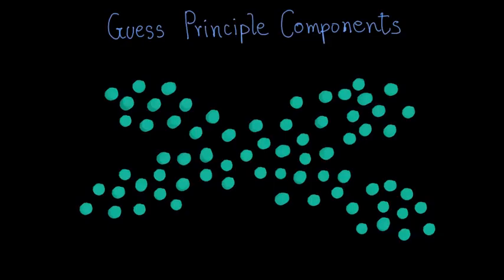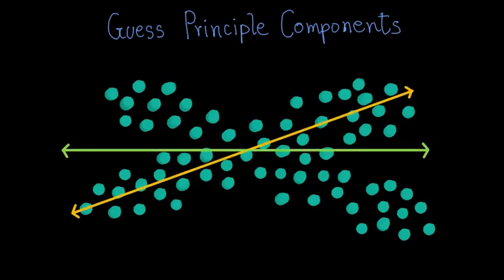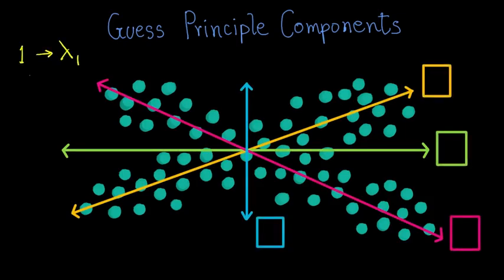What if your data distribution looked like this? Can you guess the two largest principal components or eigenvectors? Let me give you some options. Do you think this could be one? How about this? Or these two? Remember, you want to pick the first and second principal component. Type 1 for lambda 1 and 2 for lambda 2. Leave the remaining two boxes blank.